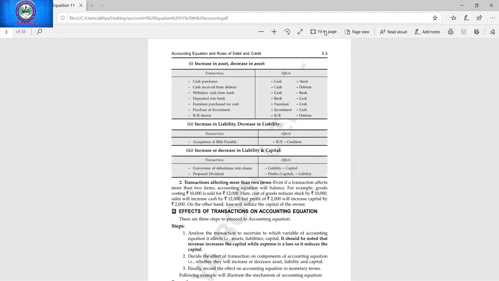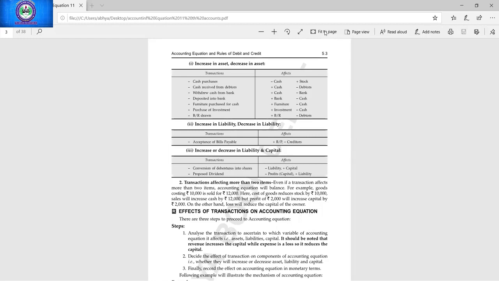One more example we can consider is cash received from debtors. Which two accounts will be affected here? Yes, very good. Cash and debtors. There must be an increase in one account and a decrease in the other. Which account will be increased? Cash. Very good, you are all giving me correct answers. And which will decrease? Debtors.